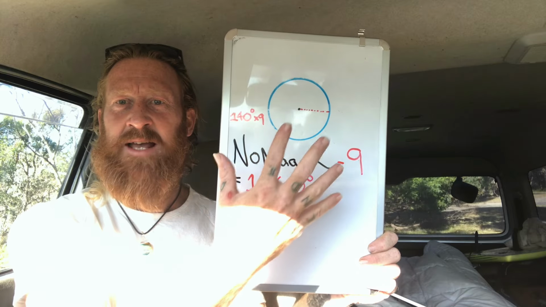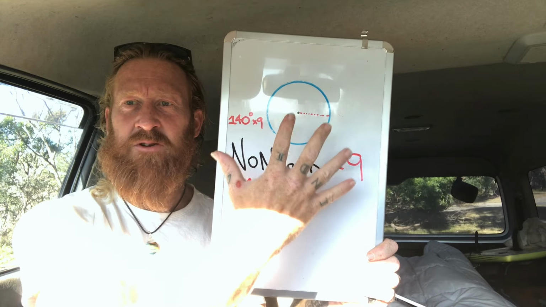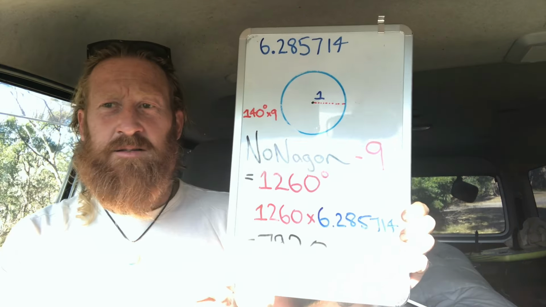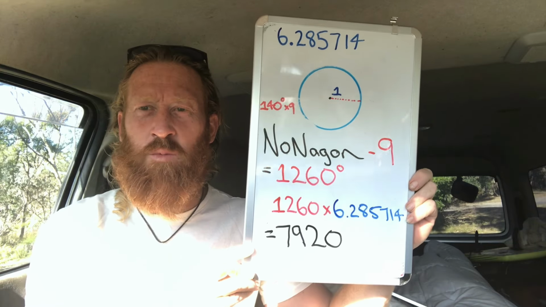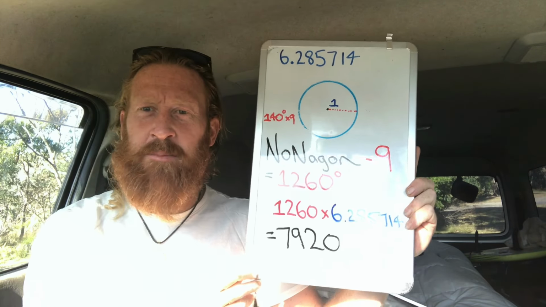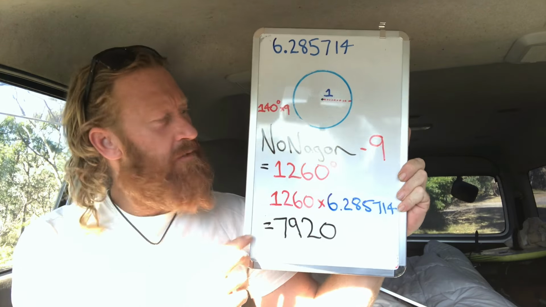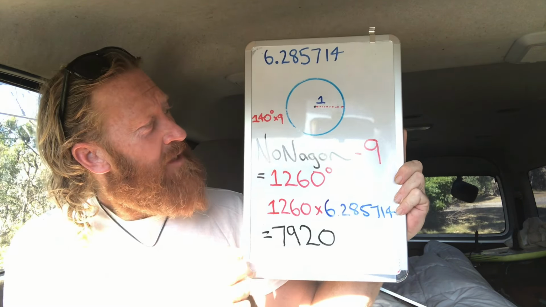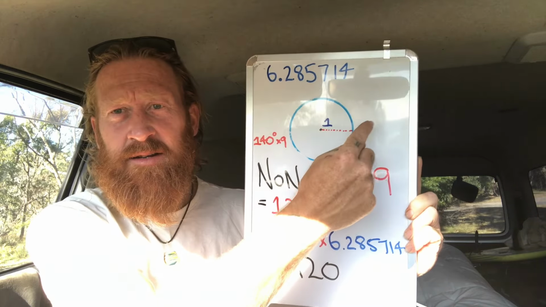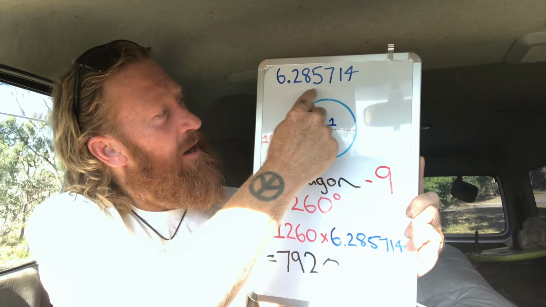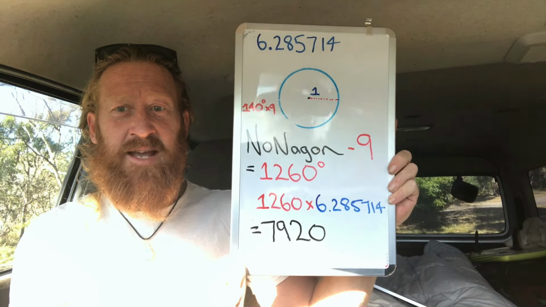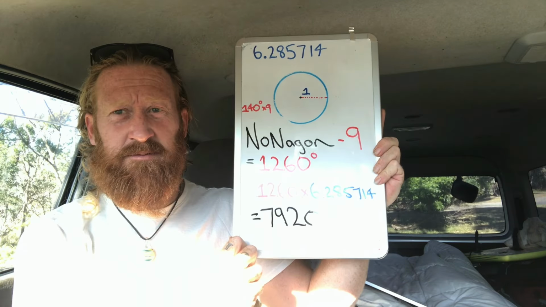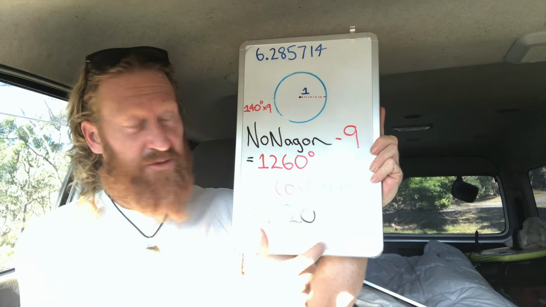So watch what happens when we take the 9, the Nonagon, the spiritual, and we times it by 1. And I'll show you what I mean. Basically we can say that 9 and 1 give us the equatorial diameter of Earth, because the angles inside of a Nonagon add to 1260, and when we take a radius of 1, the circumference is 6.285714. When we take those two together, 1260 times 2 pi, we get 7,920.